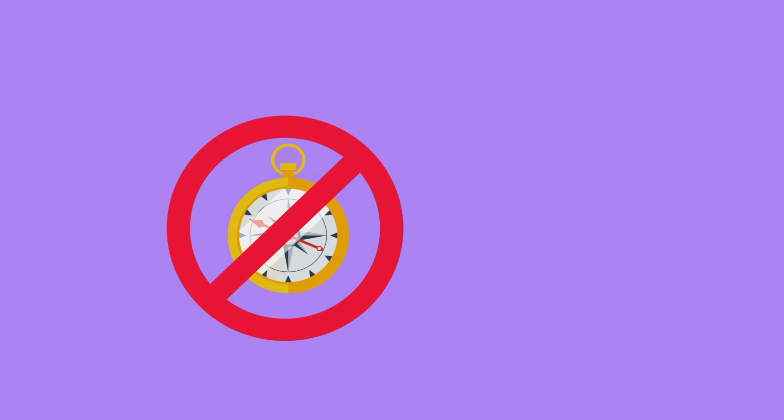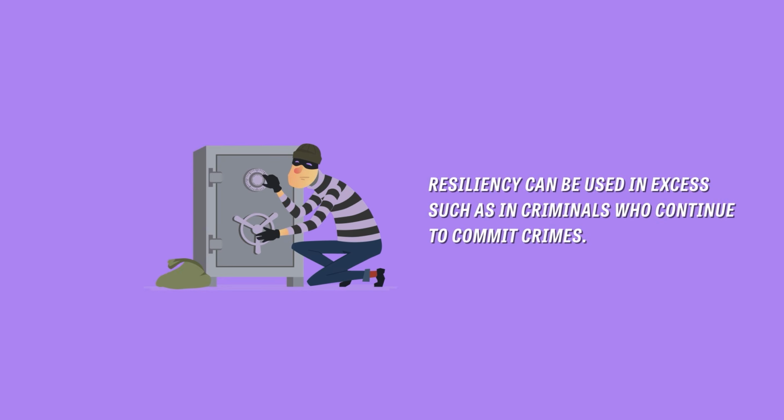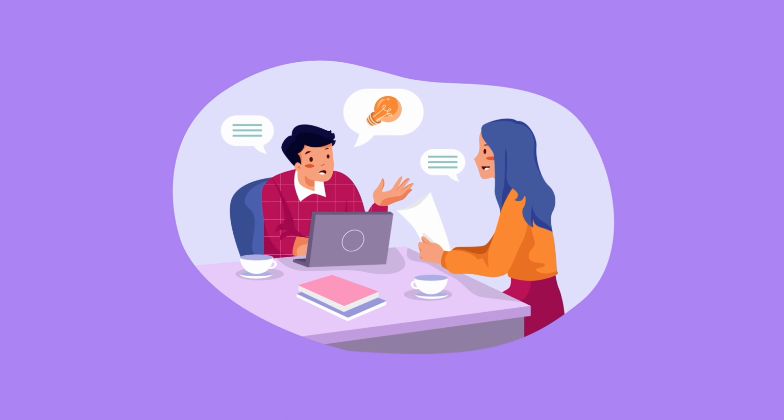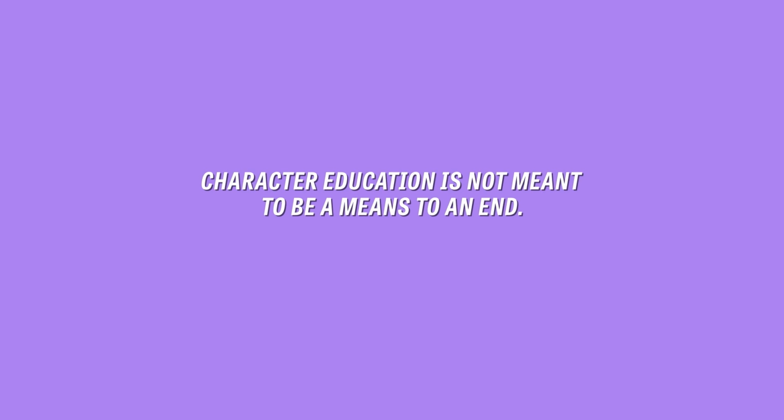For example, a character education program without a moral compass might focus on teaching resilience, but resiliency can be used in excess, such as in criminals who continue to commit crimes. Instead, individuals must find the golden mean of our virtues and use that to guide in making the right choice in an ethical situation.